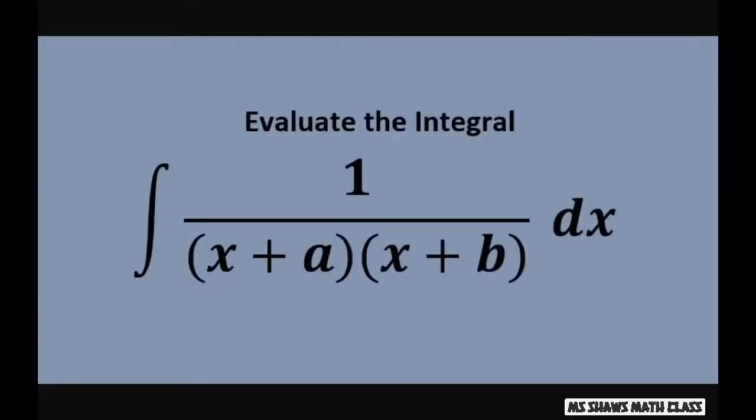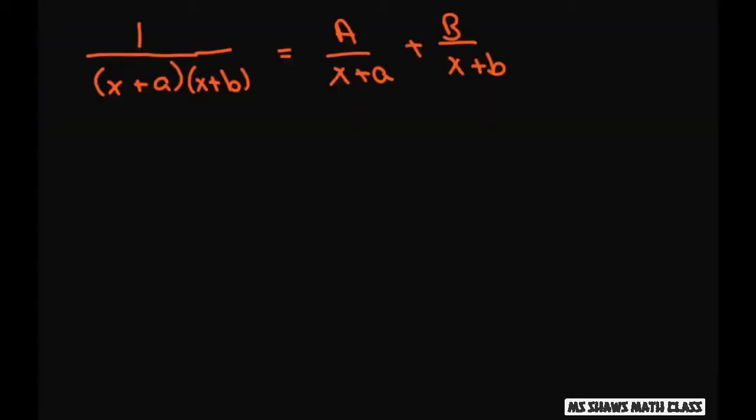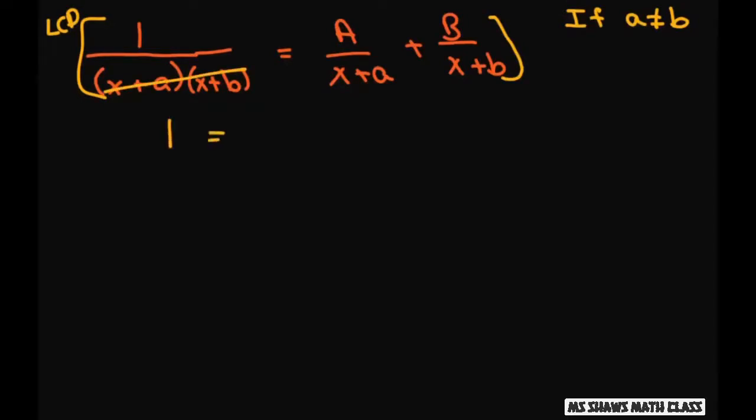Hey everyone, we're going to evaluate the given integral, and we have two cases. The first case we're going to use is the case if A does not equal B. So in that case, we're going to set it up with partial fraction decomposition and clear the fractions here. Basically, if you multiply by your least common denominator, this will go away, and then you just cross this up here because that will cancel out.